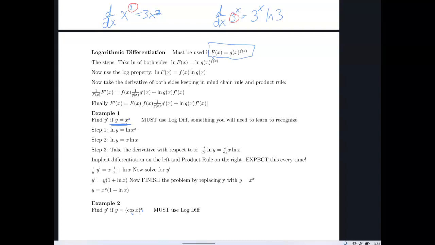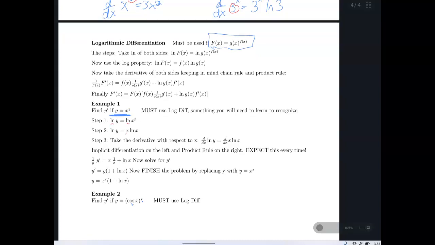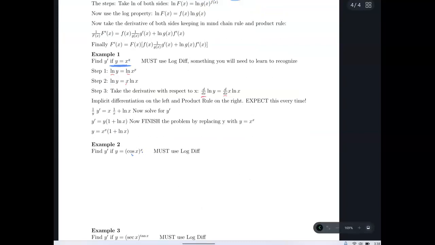So our first step is to take the ln of both sides. Then bring the x down in the front. Then take the derivative with respect to x. So you're going to have implicit on this side. And on this side, you're always going to have product rule. So you go do it, and then you multiply by y, and then the very last step is you put what y is equal to back into the problem.